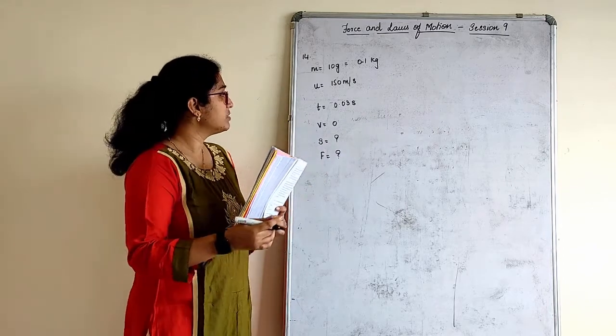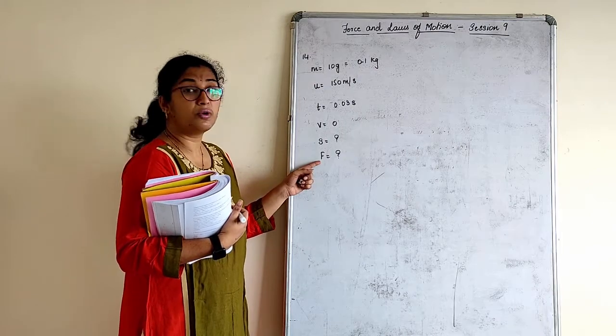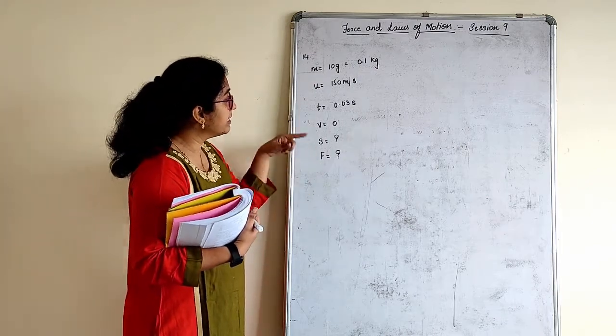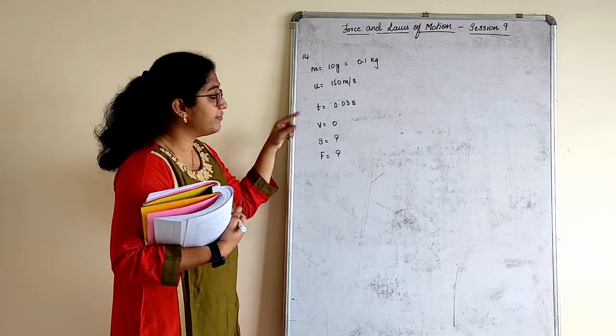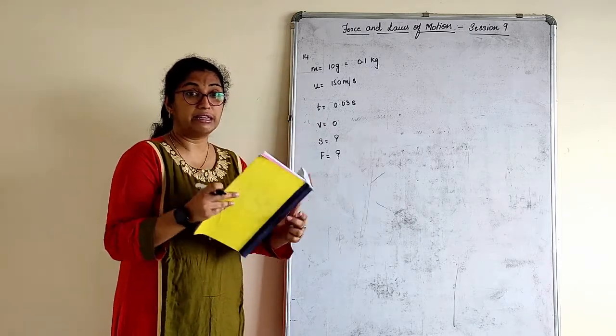Right? The question is very simple. All the data is right in front of you. See, to calculate force, what do we want? Acceleration. Mass is already given. So to calculate acceleration, we have u, t and v. Can we calculate acceleration with this? What's the formula to calculate acceleration?